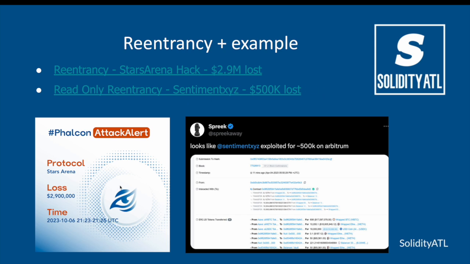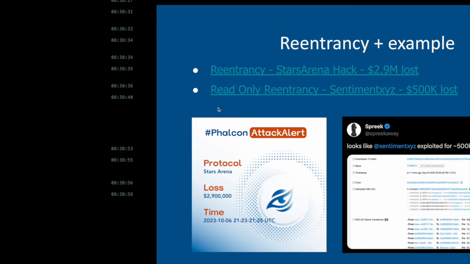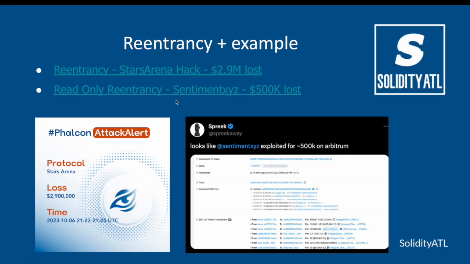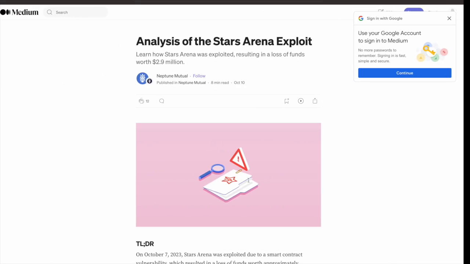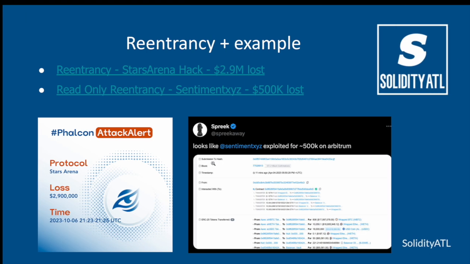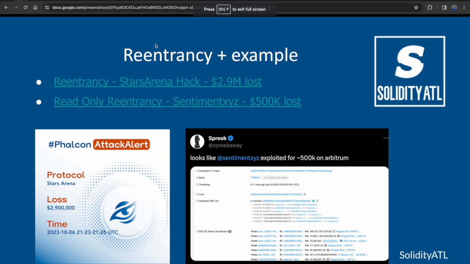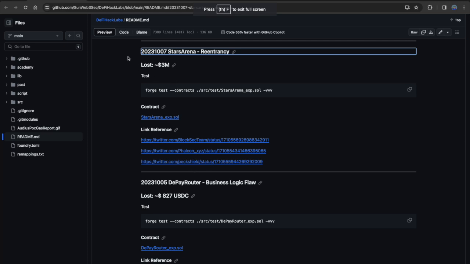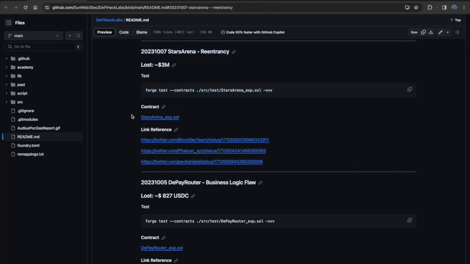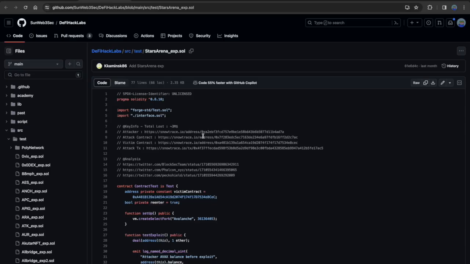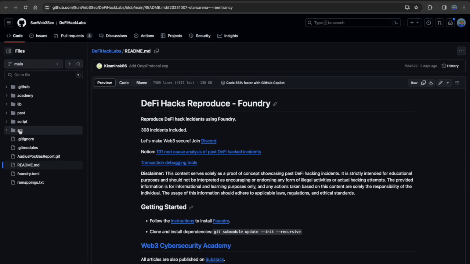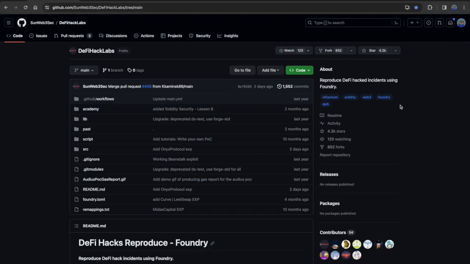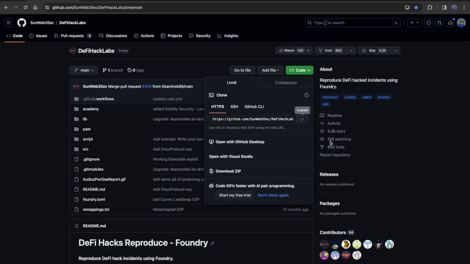The other day, Stars Arena was attacked due to a re-entrancy hack, and we're going to show you how you can follow along with DeFi Hack Labs to see this attack in action. You're going to want to first go to this link here, and we have some details on this hack with link references as well as the exploit contract. You're going to want to make sure you clone this repository. So go ahead and clone this down to your computer.